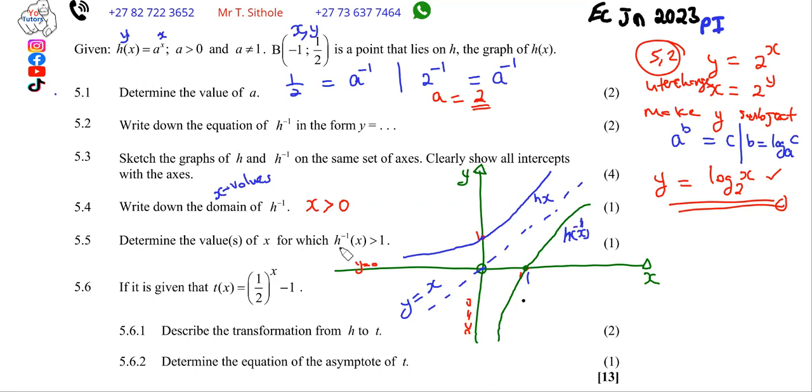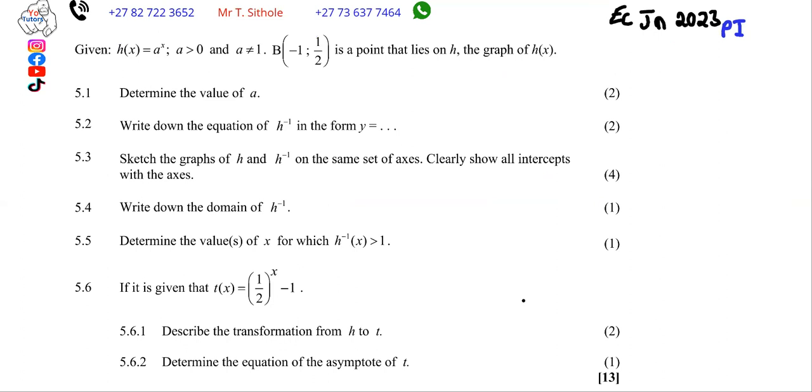Now, determine the values of x for which h of x is greater than 1. Here, h of x is equal to 2 to the power of x, and the inverse is equal to log base 2 of x. So we ask for the values of x for which log base 2 of x is greater than 1. We're just going to write log base 2 of x is greater than 1.